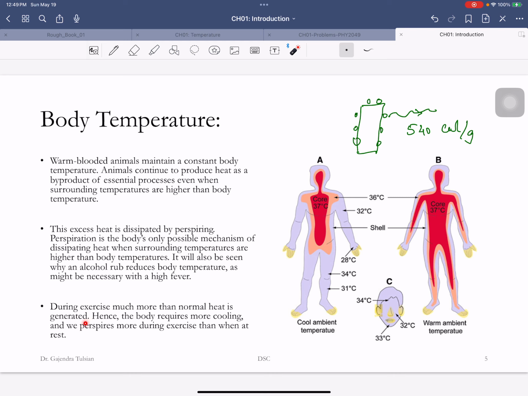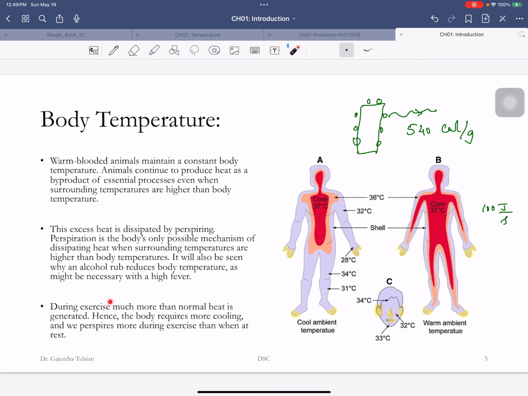Now here's another problem we face. Normally when you're resting, you're like a 100-watt bulb. What that means is you're producing 100 joules of heat per second, and that's what you have to dissipate. So if you don't want the temperature to rise, you have to get rid of 100 joules of heat per second.